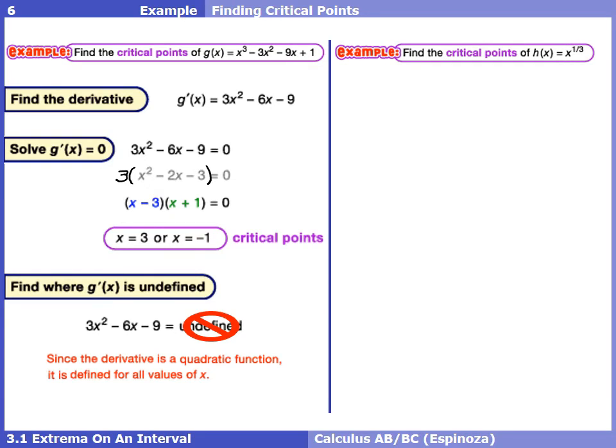Let's take a look at a little more complicated problem. We have our function h, which is x to the 1/3 power. So luckily the process is still the same. To find critical points, we need to see where the derivative is equal to 0, and we need to see where the derivative is undefined. So let's take a derivative. This is a nice simple one. Don't overthink the process. We'll bring down the power and reduce the power by 1.